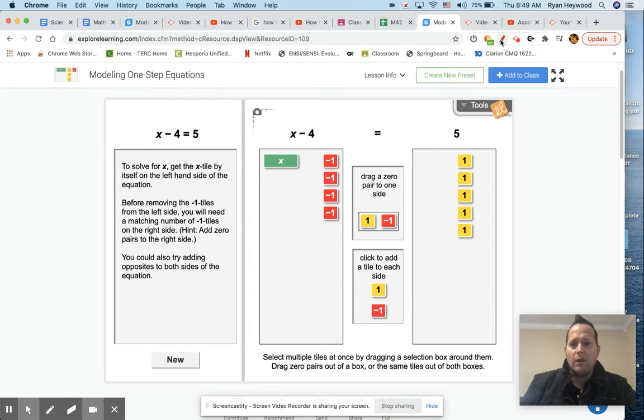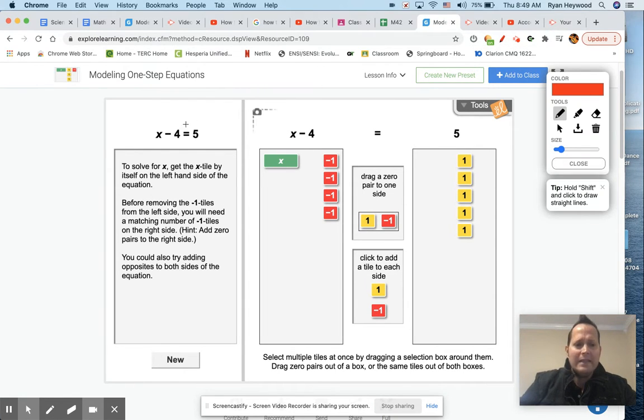When we are doing these problems, you need to write this down on a separate piece of paper. So you have x minus 4 equals 5. We have to ask ourselves, what is the inverse of taking away 4? What's the opposite of taking away 4? Well, that is adding 4. So we're actually going to add 4 to both sides. It says to solve for x, get the x tile by itself on the left-hand side of the equation. So that's our goal. We want to get the x all by itself.